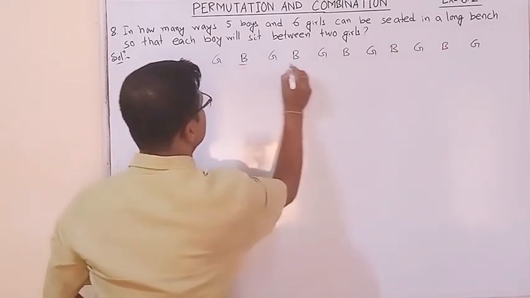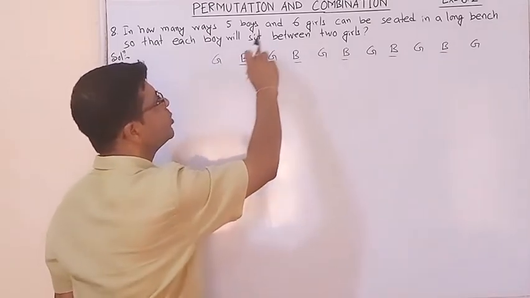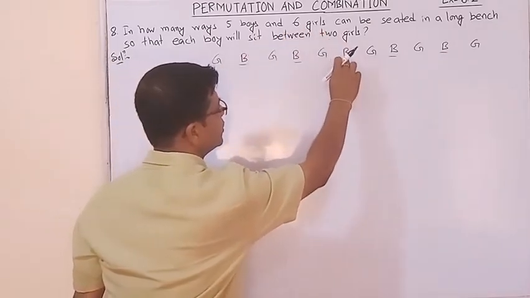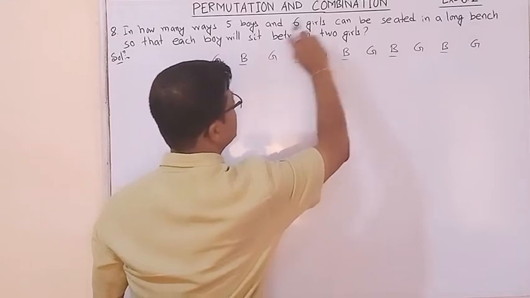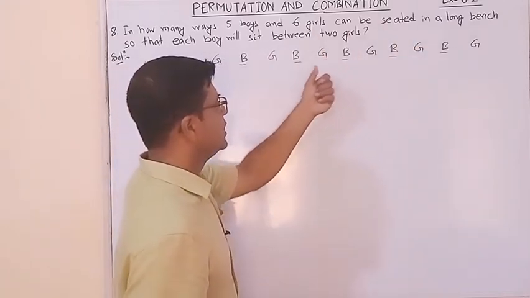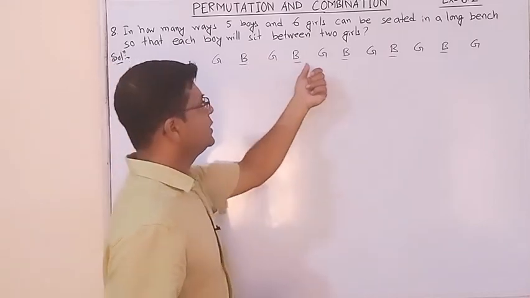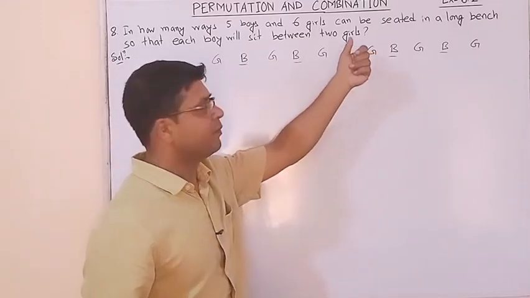Now these boys can be arranged. You see, this boy can sit here, this boy can sit here, this boy can go there, this boy can go there, or this boy can go there. Similarly, for all the other boys, it is applicable. Now these five boys can be arranged in factorial 5 ways.